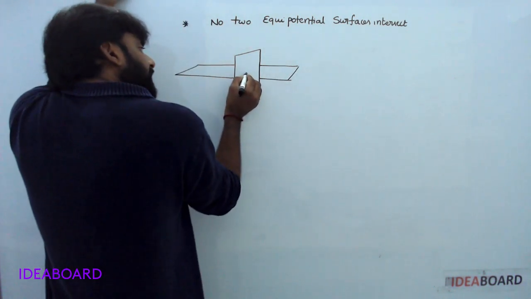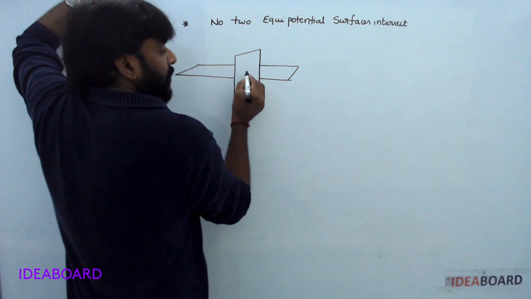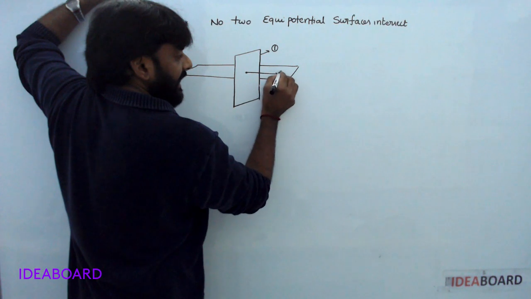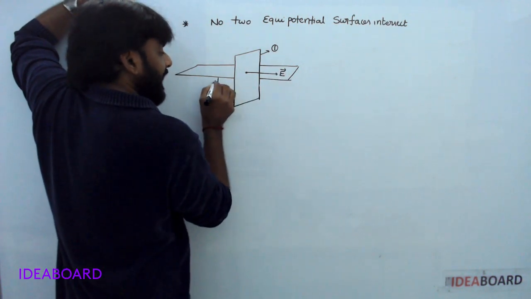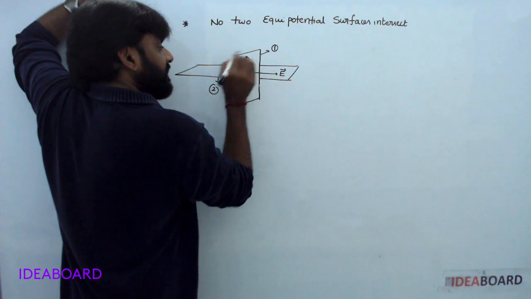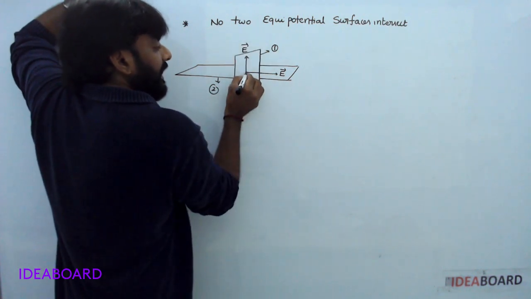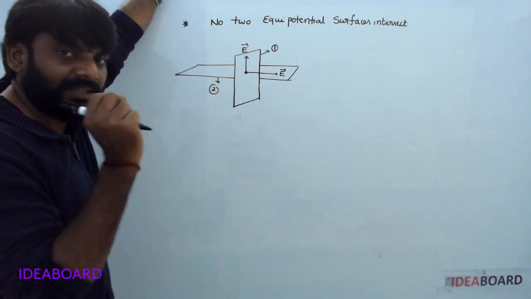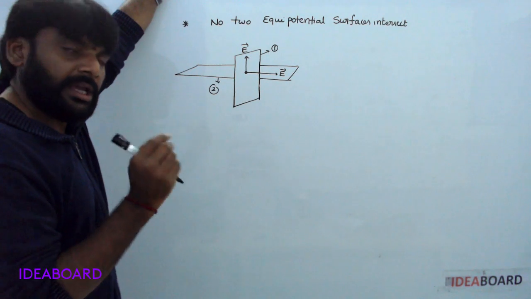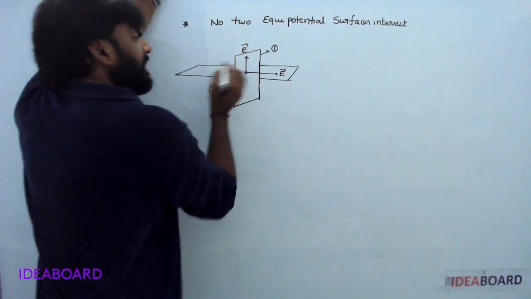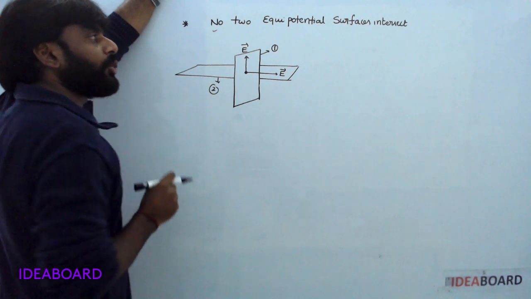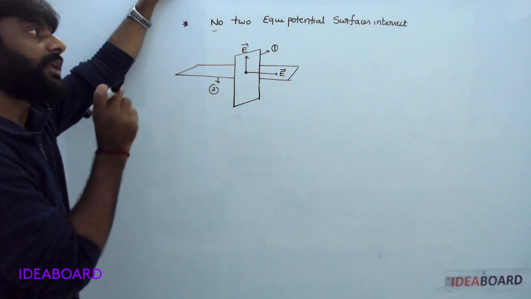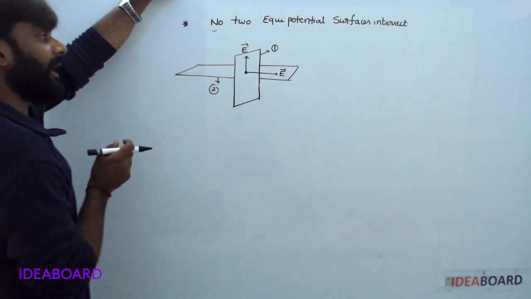Consider one point. At this point, due to the first surface, the electric field direction is this one. Due to the second surface, the electric field direction is upwards. So at the same point, the field has two different directions. Is it possible? It's not possible. That's why no two equipotential surfaces intersect. Understood? Okay.